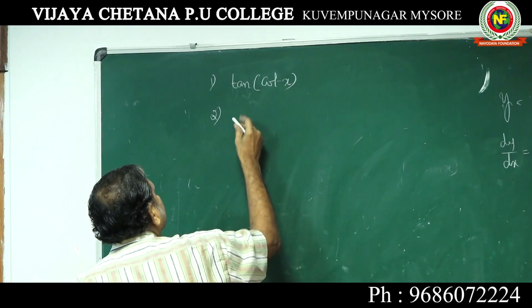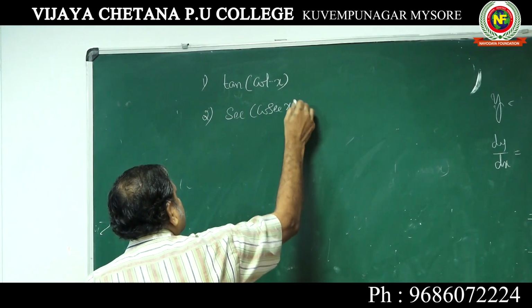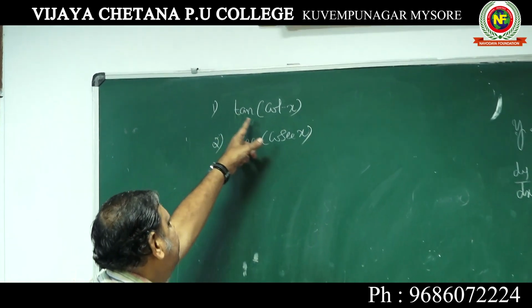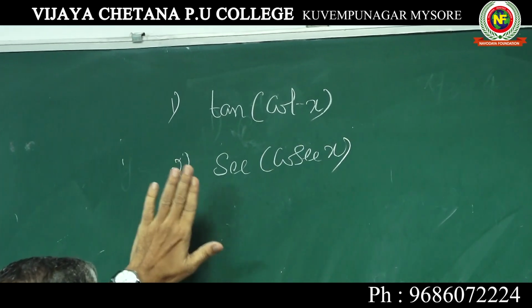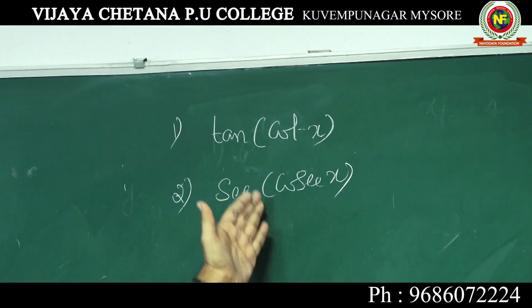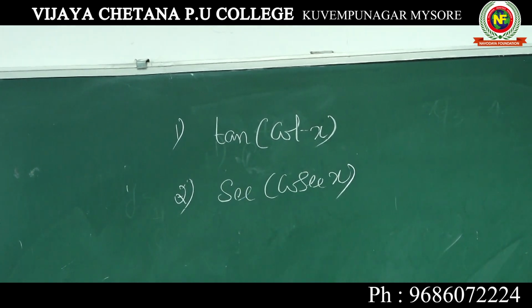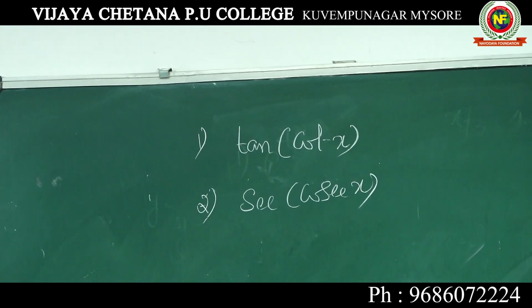Second one, secant of cosecant x. So take this as x. When you differentiate, it is secant square cot x into d by dx of cot x, here it is secant x, secant cosecant x, tan cosecant x into d by dx of cosecant x is the answer 2. You try it in the house.